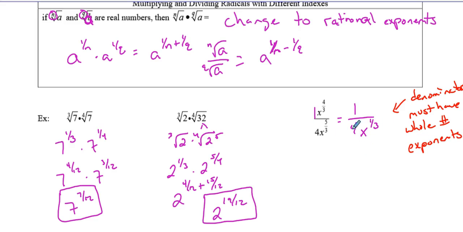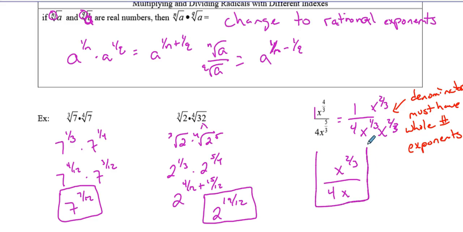Right? So we're going to need to rationalize this denominator, right? So if I have 1/3, what do I need to add to 1/3 to get to a whole number? That would be 2/3. So I'm just simply going to multiply by x to the 2/3 on the bottom and x to the 2/3 on the top. So x to the 2/3 over 4x. And that's my solution in rationalized denominator form.